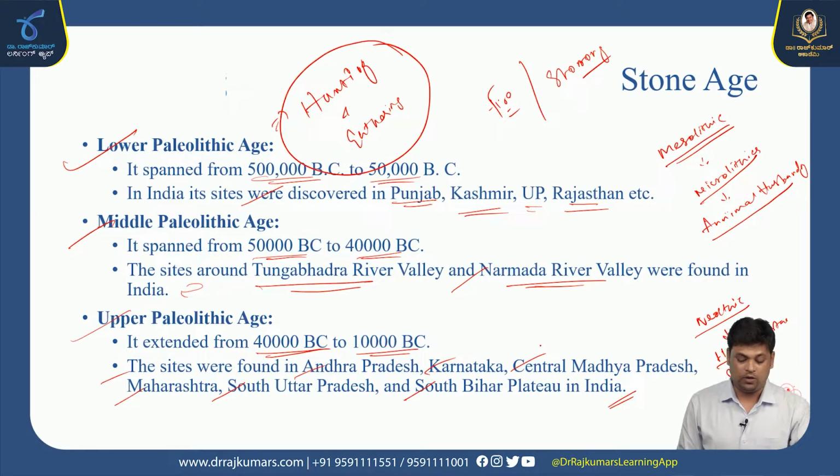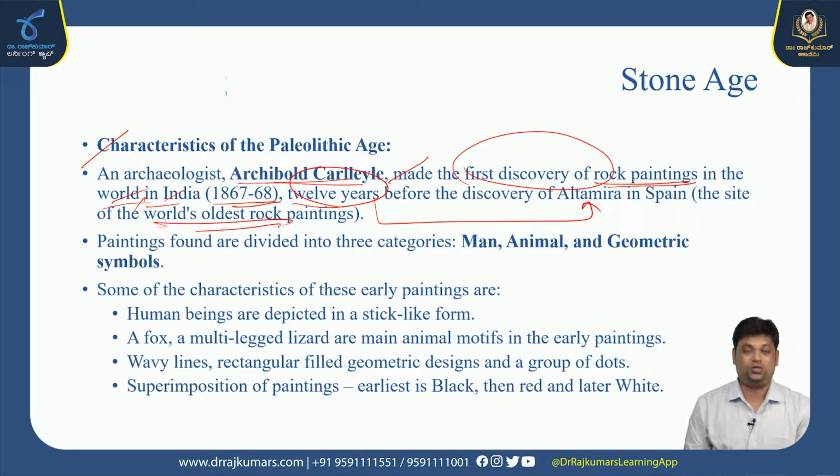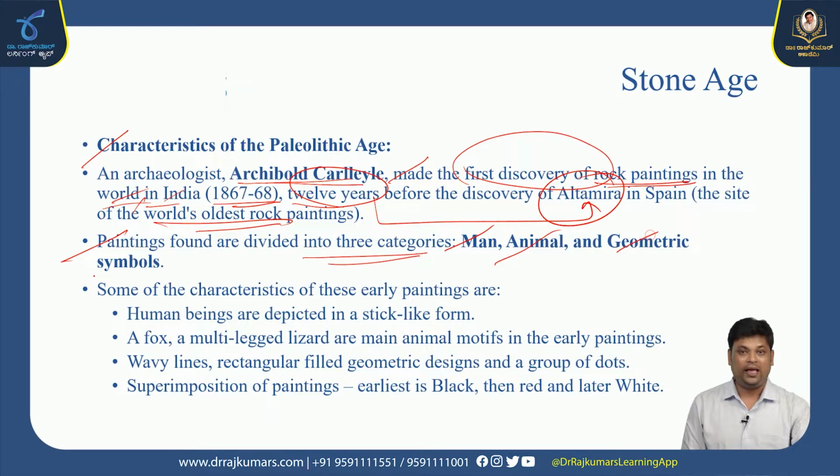Next, characteristics of the Paleolithic age. The archaeologist Archibald Carlyle was the first person to make the discovery of rock painting in India, in 1867 to 68, 12 years before the discovery of Altamira in Spain, the site of the world's oldest rock painting. Remember this: the world's oldest rock painting site is located in Spain, called Altamira. Paintings were found divided into three categories: man, animal, and geometric symbol. Likewise, in India, Bhimbetka cave is the best example of cave paintings from the Stone Ages.